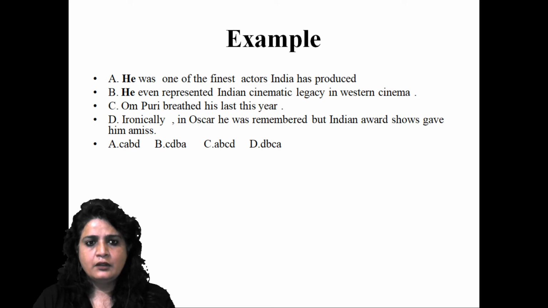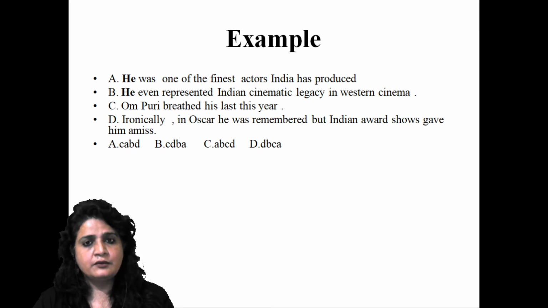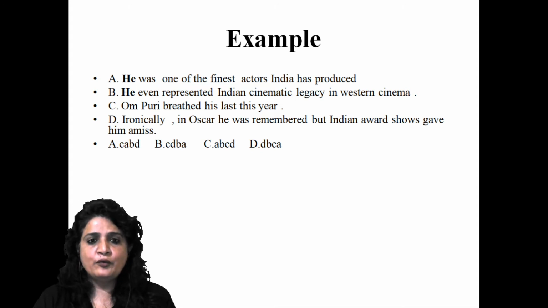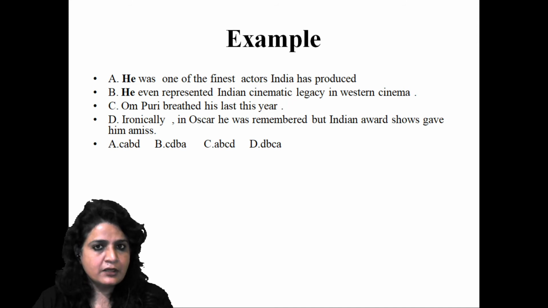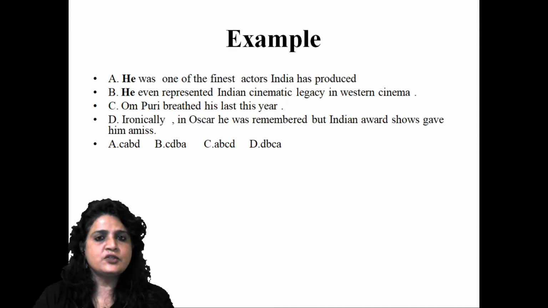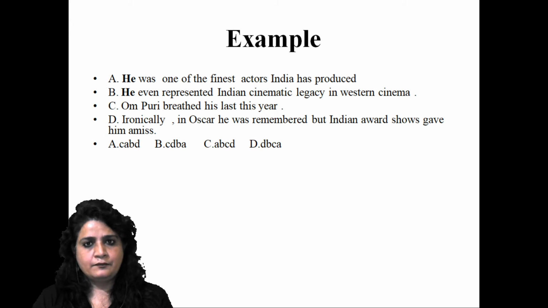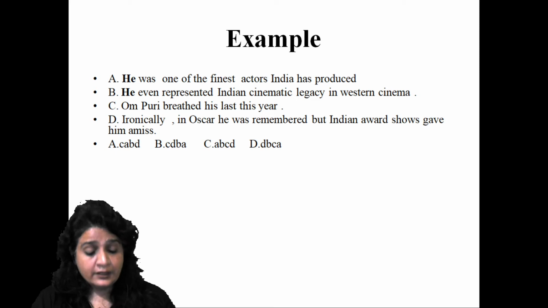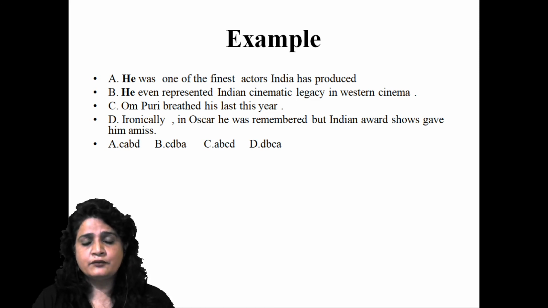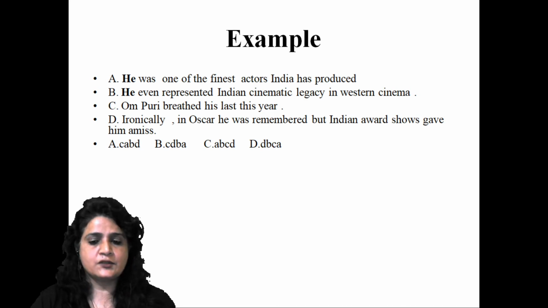Let's go for the sentence which has a noun. As we understood, a noun has to come first, followed by a pronoun. So "Om Puri breathed his last this year" is going to be the opening statement here, because this introduces the subject and this has a noun. This is how it is going to be much easier for you to solve the parajumble question if you apply this understanding of noun and pronoun.